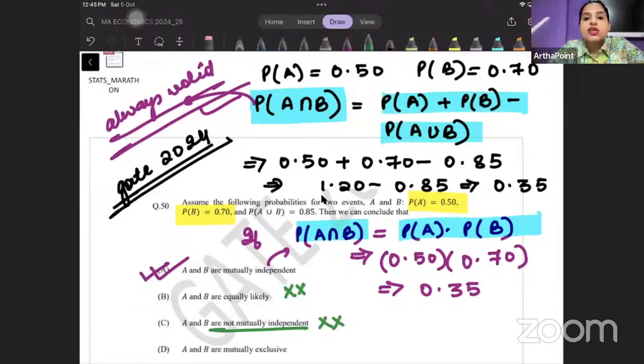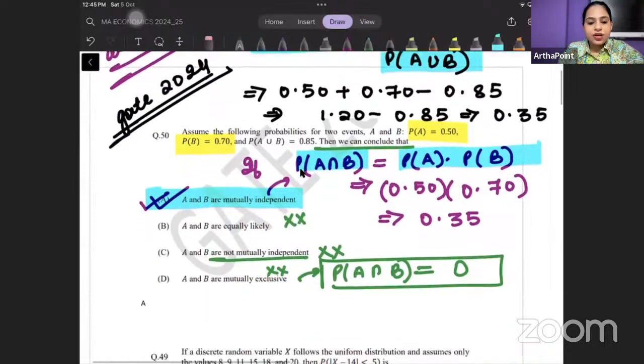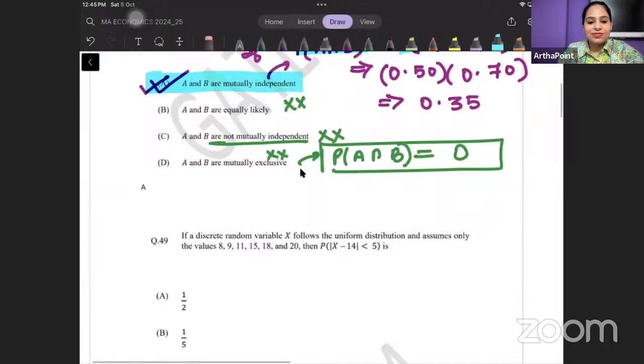Mutually exclusive. When will they exclude each other? A intersection B will be 0. Absolutely. It will be 0. So this is also incorrect. So we can only conclude that A is the correct option, right? That is correct, that they are mutually independent of each other. Absolutely. Okay. Come to the next question. Try this one.